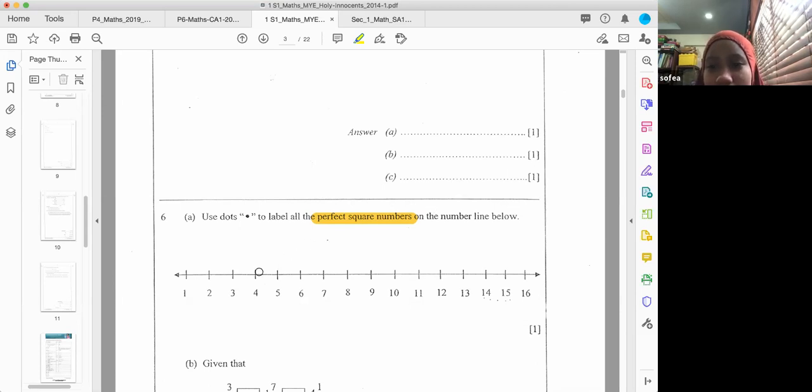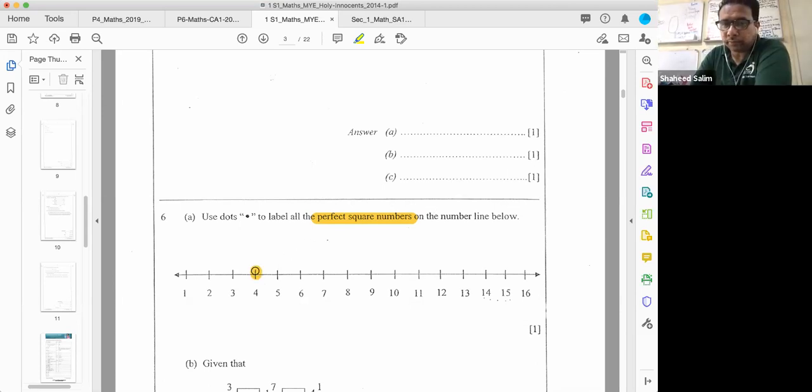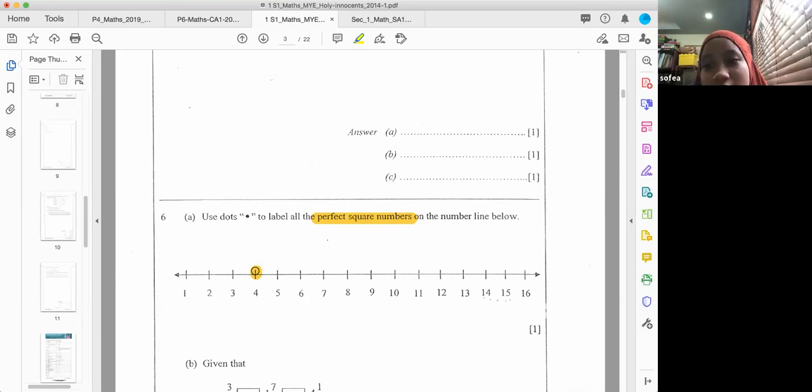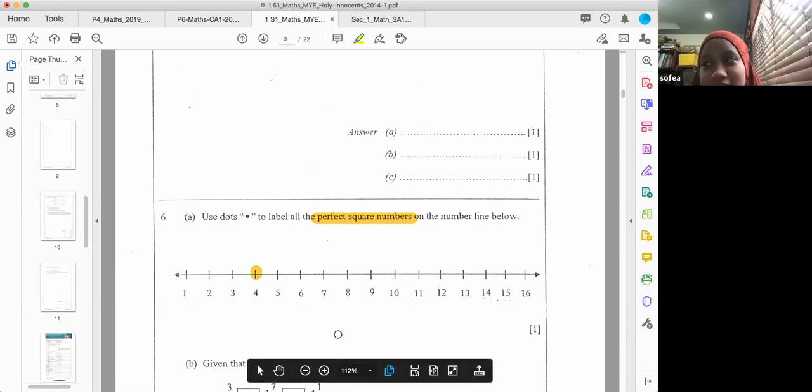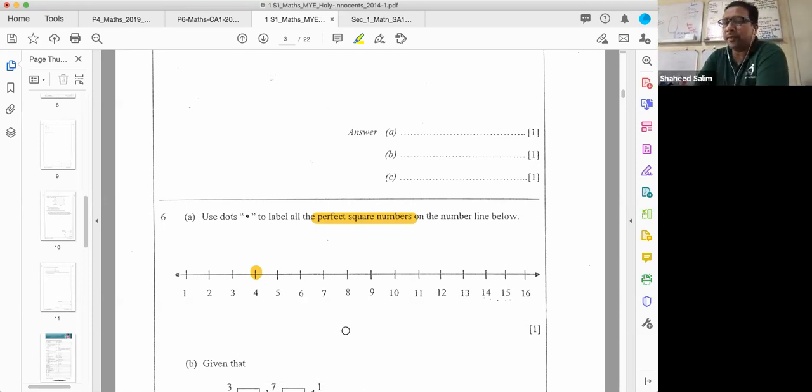4. Okay, good. This one. Some more. 6, 8. 6 is not. Is it 8? No, 6 not, 8 not. 10. 10 not. Shafika, can you name me another 3 perfect square numbers?